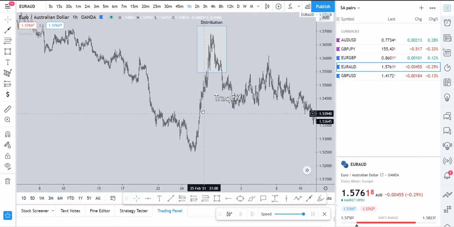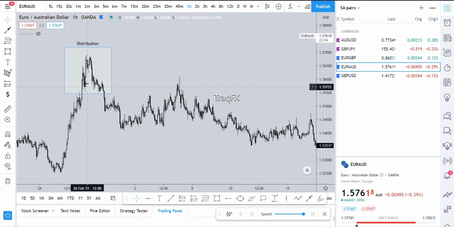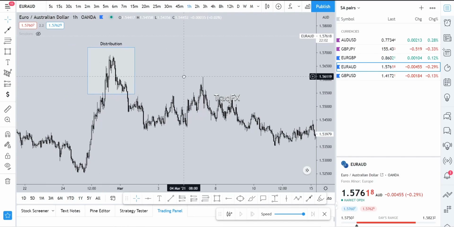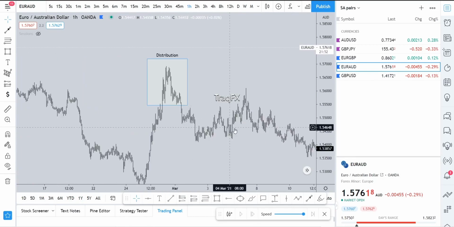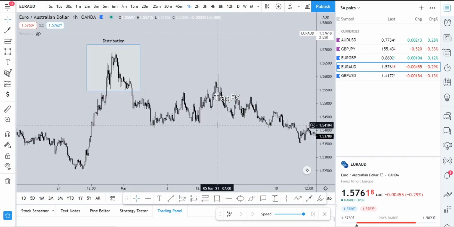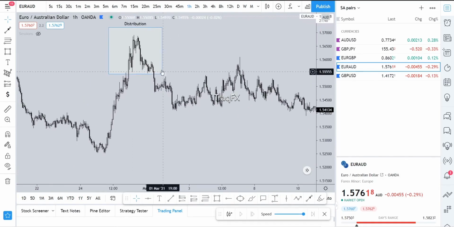So what we have here is price has just distributed, right? We have a distribution schematic playing out, most likely on lower time frames, right? Slight distribution before price expands towards the downside. Now what we can look for is an opportunity to get into this market.